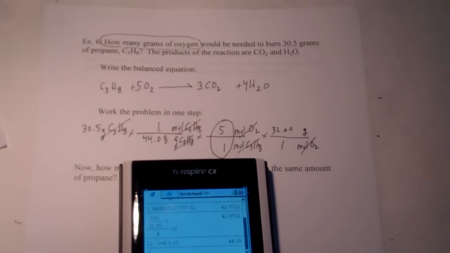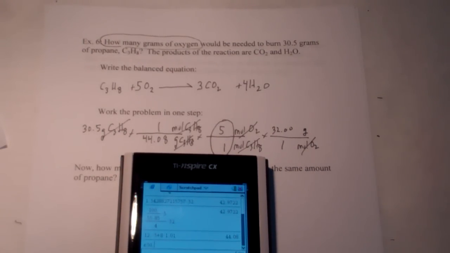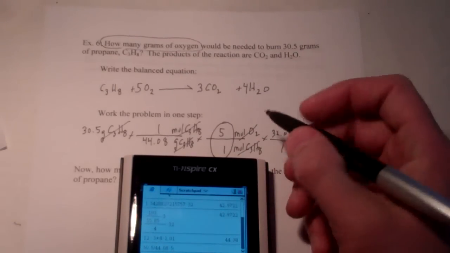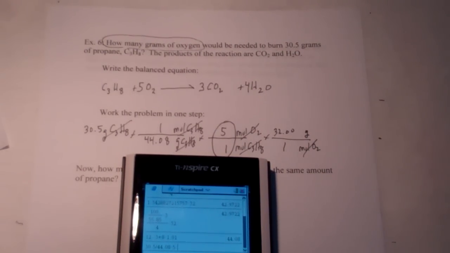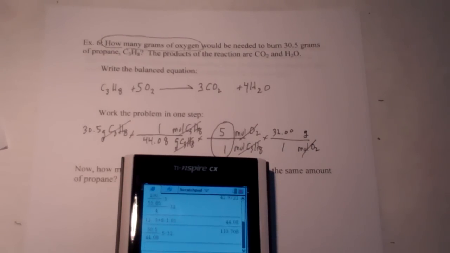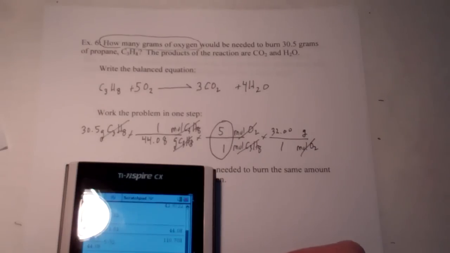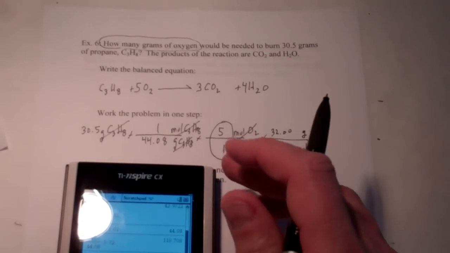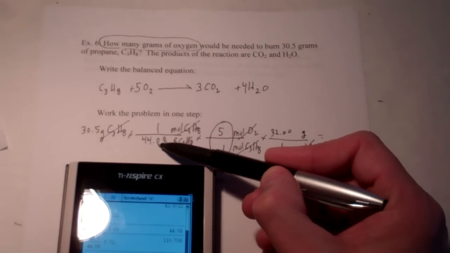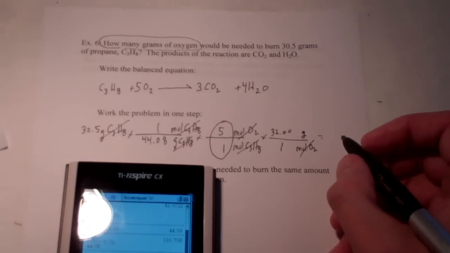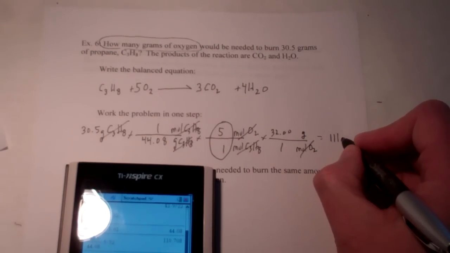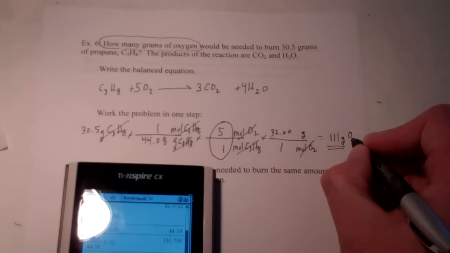So, let's see what we get here. We have 30.5. Let's clear that actually. 30.5 divided by 44.08 times 5. We don't need to divide by 1. And then times 32.00. My calculator says 110.708. I'm only allowed, let's see, 3 significant figures here, 4 there, and 4 here. I'm allowed 3 significant figures, so we are going to round that off to 111 grams of oxygen.